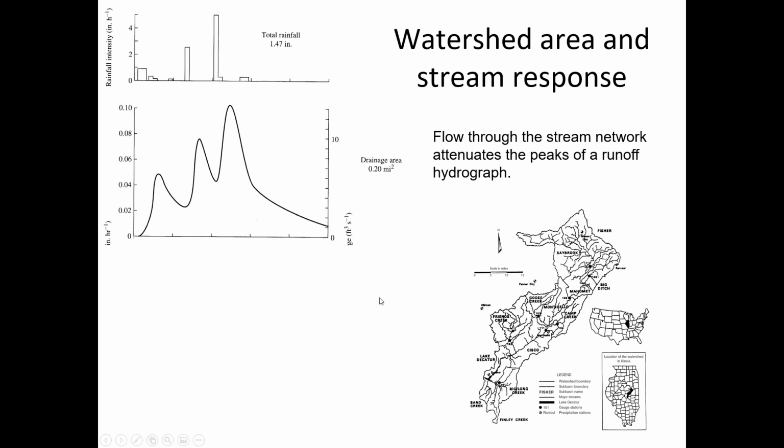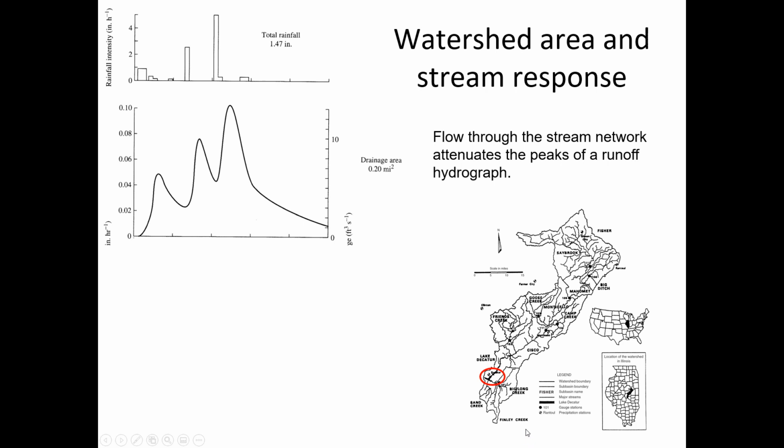But what we're going to look at is during a certain storm event, if we had a total amount of rainfall of 1.47 inches. So that's the kind of storm that you'd see a few times during a year. It's not, you know, like a 2 or even a 5-year storm. This is 1.47 inches. You'd see that kind of a storm several times during a year.